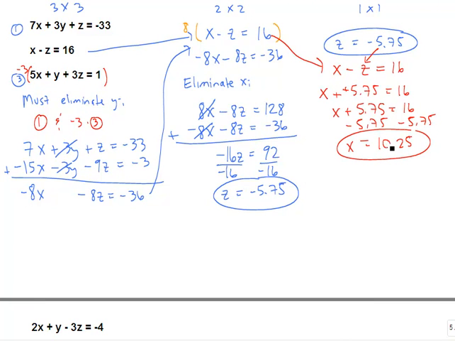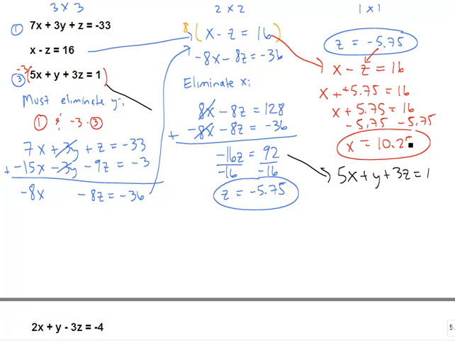We know x, we know z, now we need y. To get y, the third variable, you have to go all the way back to your 3x3 system. I obviously can't use the second equation because there's no y in it. So out of the first one or the third one, I kind of like the third one best because it has a coefficient of 1 in front of that y. So I'm going to use that. So let me recopy it.